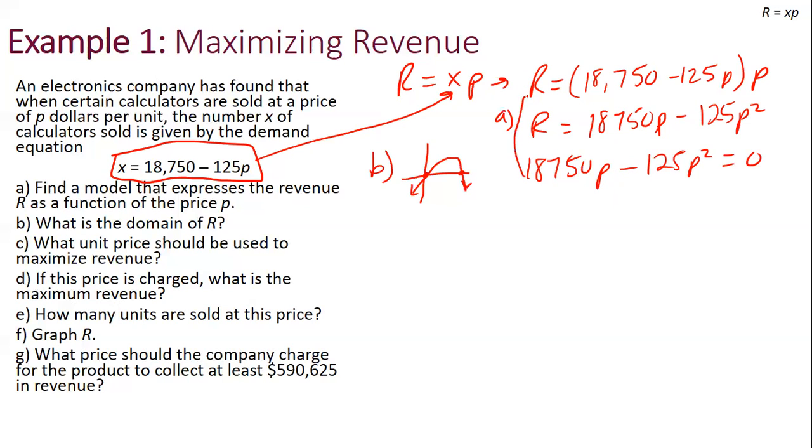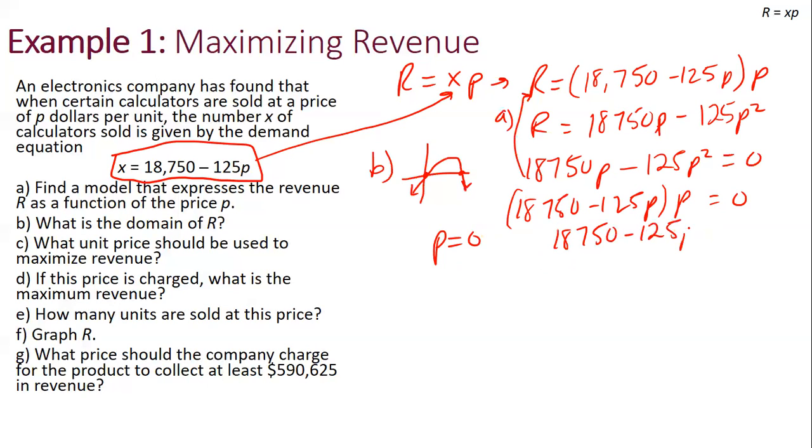So if we revert back to what it looked like at the beginning, maybe we could pull out P and go from there. So if we factor out P, go back to where it was with the 18,750 minus 125P, P equals 0, right? Remember, when you do this, you create two smaller problems, right? We already knew that P had to equal 0, correct? Now we have to figure out what is the other value that P is. 18,750 minus 125P equals 0. So I'm going to subtract and divide to find that P value.